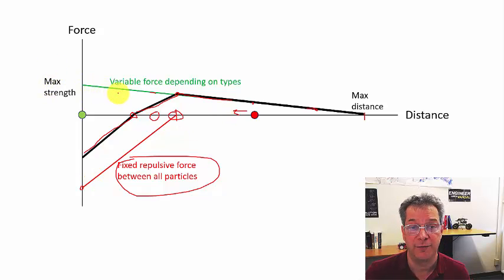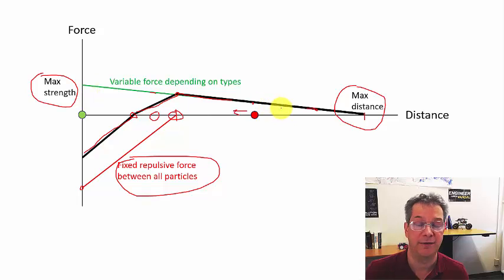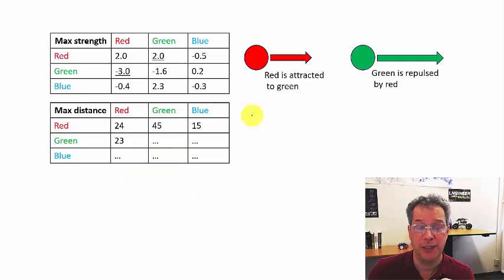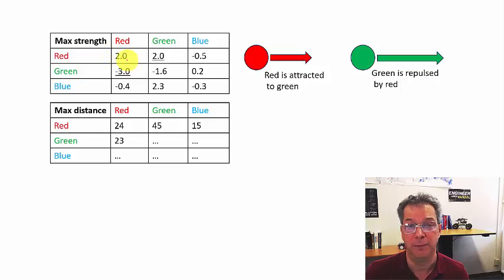And that other force has to have some maximum strength and some maximum distance. And using those two values, we can calculate the actual slope or the actual force based on the distance. And if it helps, we can think of that in terms of the data structure we need. So for any pair of particles, including particles of the same color, we need to know what is the maximum strength between them. And we need to know what is the maximum distance that that force acts on.